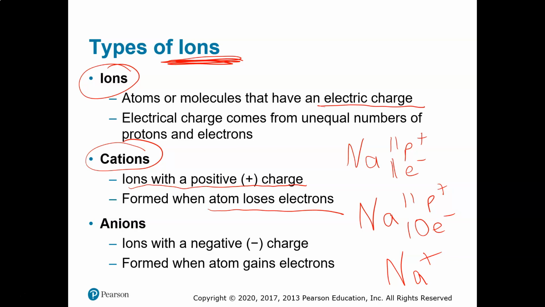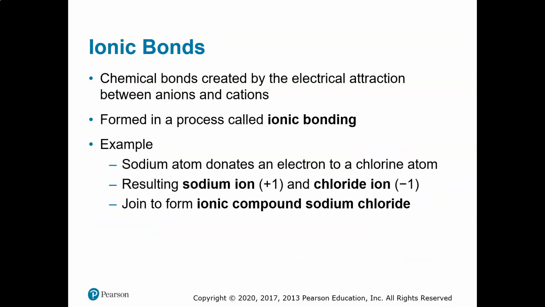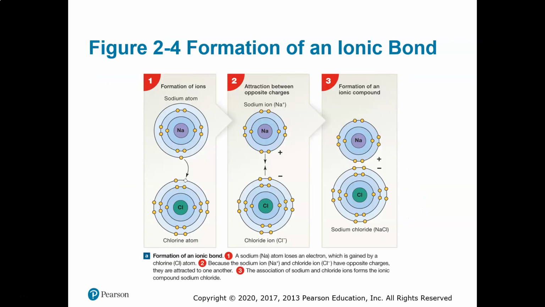Some atoms will gain electrons, and since electrons are negatively charged, that gives the ion that forms a negative charge. An anion is an ion with a negative charge. Ionic bonds form between cations and anions. And a good example is when sodium ions, which are positively charged, are attracted to chloride ions, which are negatively charged, and they form the ionic compound sodium chloride. And this happens because opposite charges are attracted to each other.